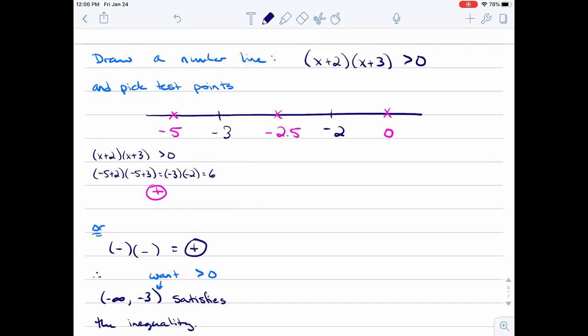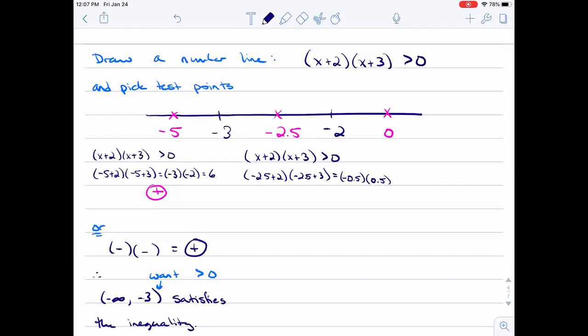So here, if I've got x plus 2 times x plus 3, it has to be greater than 0. And I'm looking at negative 2.5 plus 2 times negative 2.5 plus 3, well, that's going to be equal to, we have to shrink this one too. Negative 2.5 plus 2 puts me at negative 0.5 times negative 2.5 plus 3 puts me at 0.5.